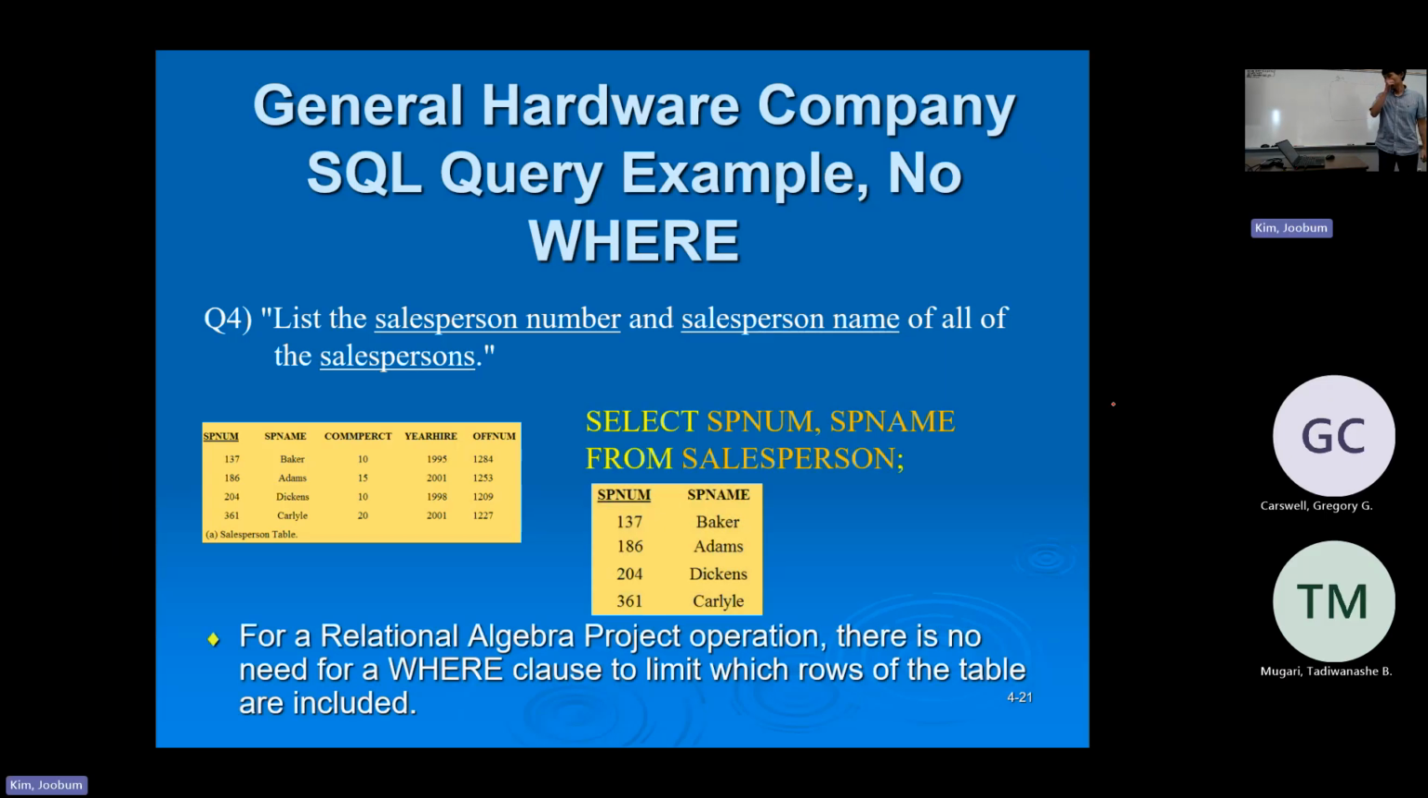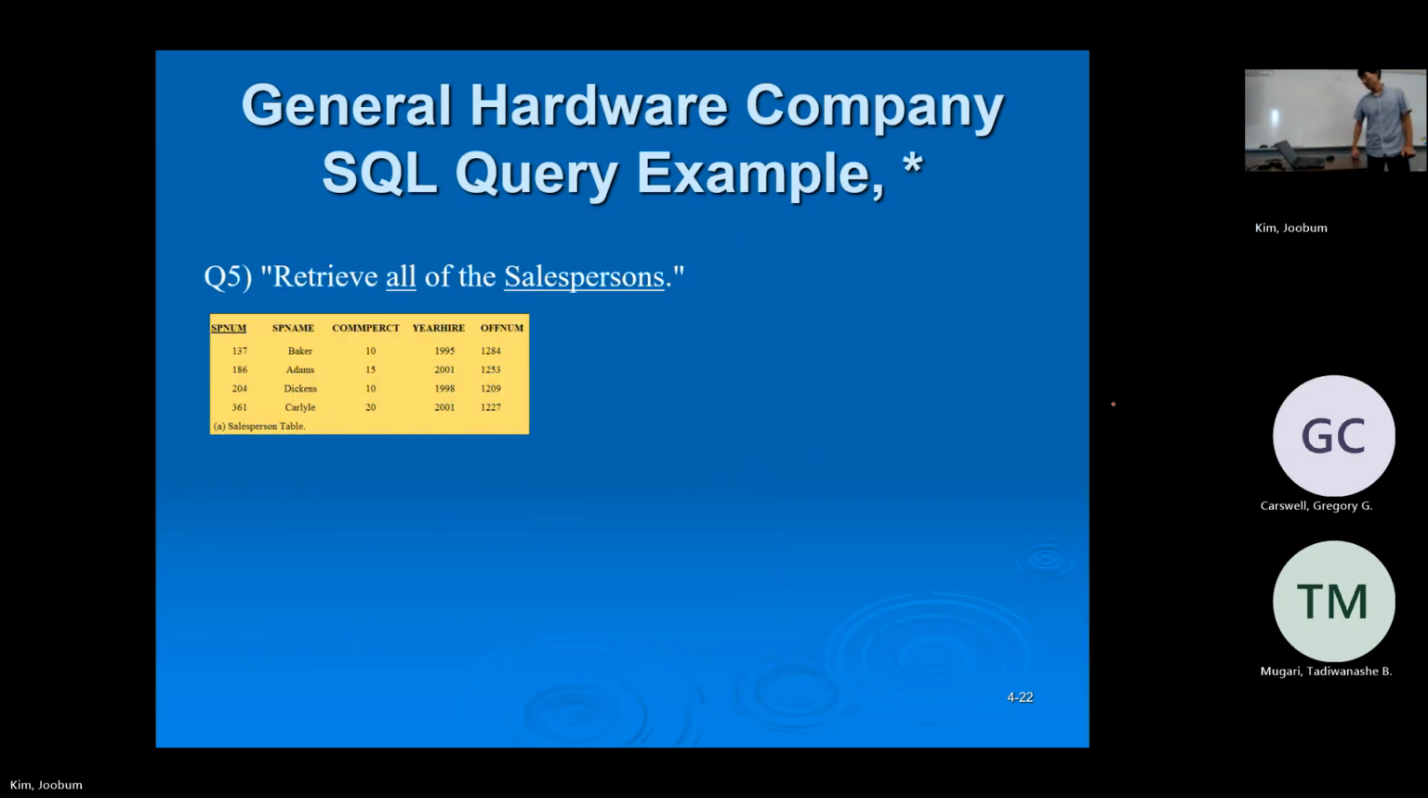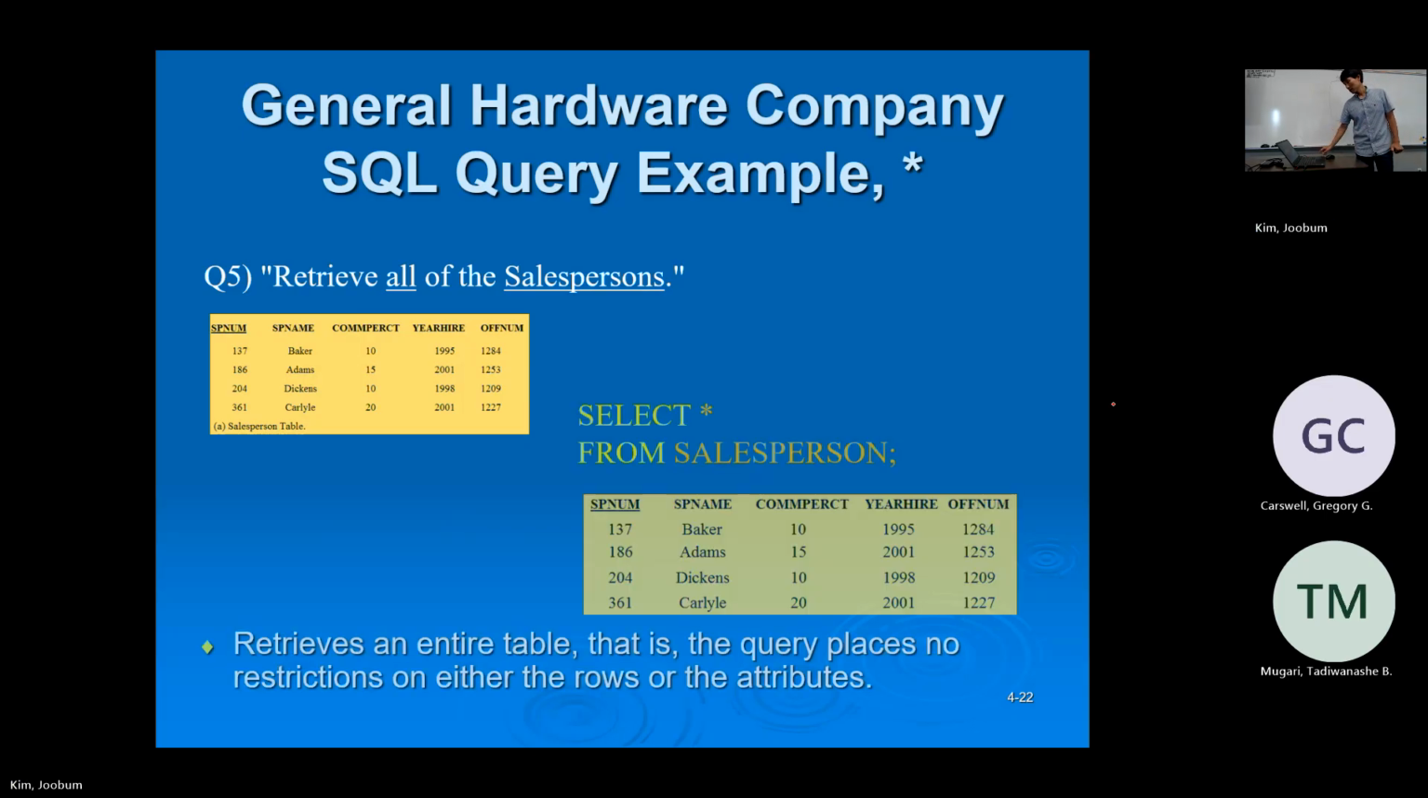Okay. So select number, name from salesperson. This is easy, right? Next one. Retrieve all of the salespersons. It's even simpler. Select all from salesperson. We're going to have this kind of output result.